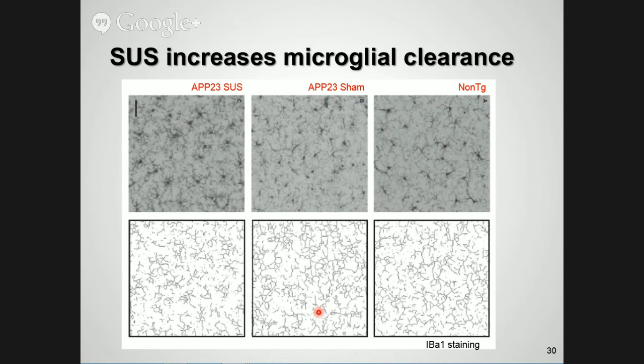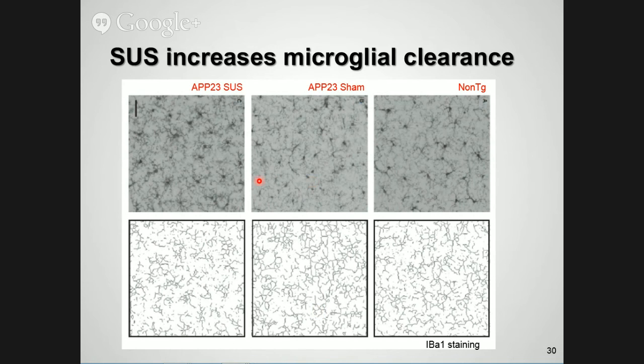Important point, it's not an increase in microglia. In fact, they go to great pains to show that after you break down the blood-brain barrier, the microglial numbers stay exactly the same in the brain. It's not an increase in microglia, they just become more efficient.